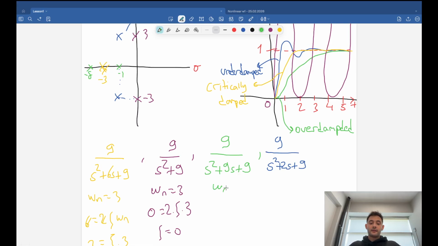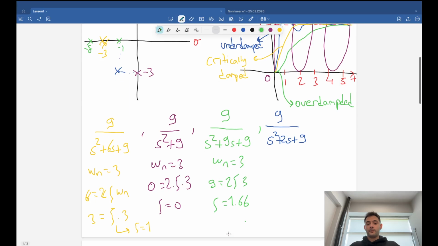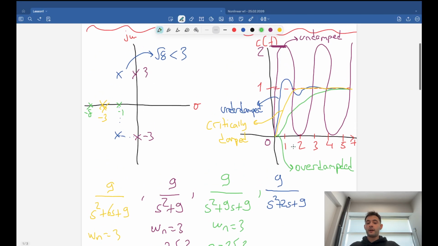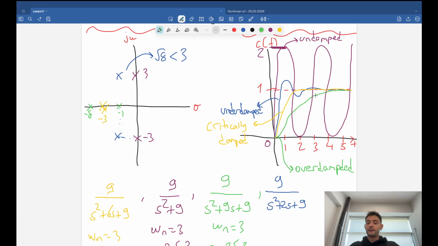Omega n again is 3. 9 equals 2 times zeta times 3. So I can say zeta is roughly 1.66. Okay, so it is actually zeta here more than 1. And if your zeta is more than 1, you will have a response called overdamped. It's pressurized so high that it cannot go to the final value so quickly. It is so slow, but finally reaches out to the final value.